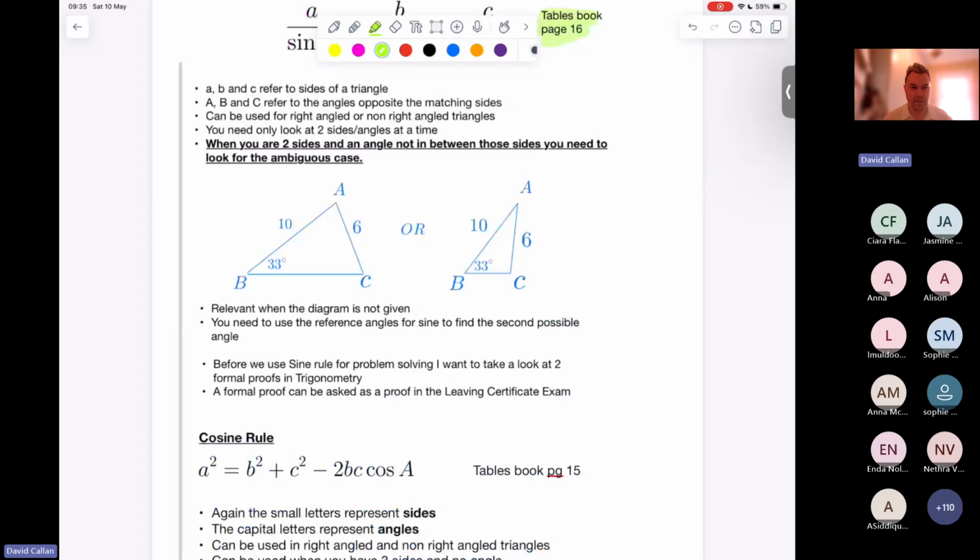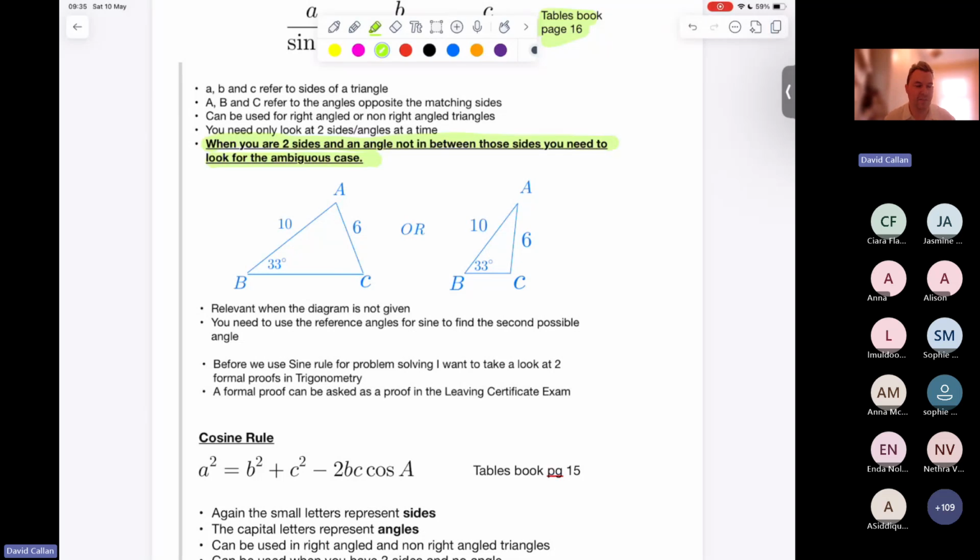I did give a little note here about the ambiguous case. It was a popular topic years ago and hadn't been seen in the Leaving Cert for a while. And then 2024 gave an ambiguous case question. It just means that sometimes it's not clear how the triangle could be drawn. So just a side note for your benefit, because it was popular last year: when there are two sides and an angle not in between those sides, and particularly if the diagram is not given to you. Last year they wrote, there's this side and this angle.